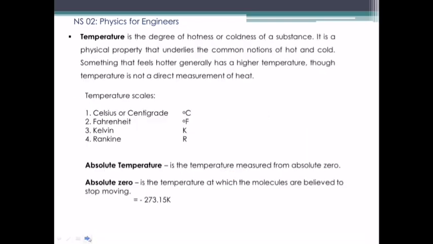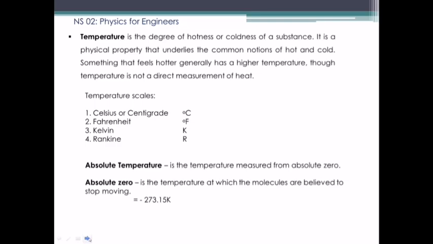Now we will move on to temperature. So, temperature is the degree of hotness or coldness of a substance, and therefore, it is a physical property that underlies the common notions of hot and cold. Something that feels hotter generally has a higher temperature, though temperature is not a direct measure of heat. So we have here the 4 temperature scales. Are you familiar with all these?